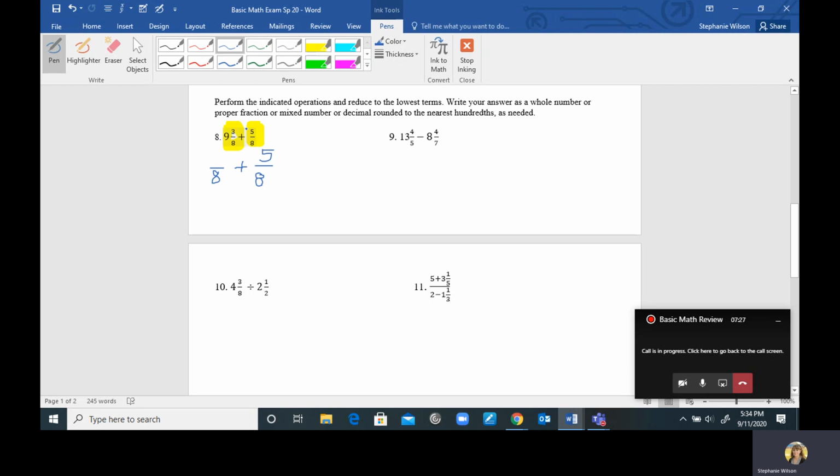So I look over here and I want to convert the mixed number to an improper fraction. First rule: I'm going to say 8, my denominator, times the whole number, which is 72, right? And then we're going to add it to the numerator, which is now 75.